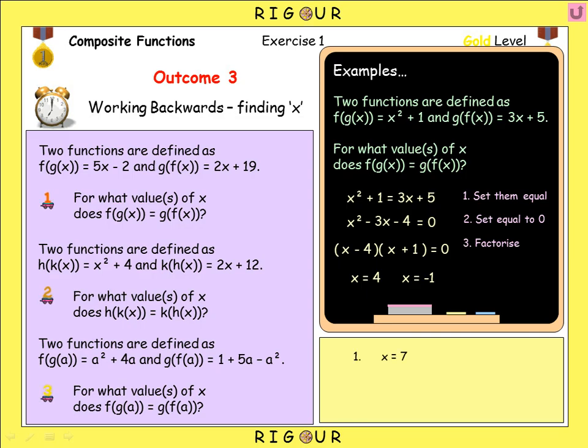So number 1, we should have got just x equals 7. Number 2, we should have got two values, x equals 4 and x equals minus 2. And number 3, we should have got two values, a equals minus a half and a equals 1.